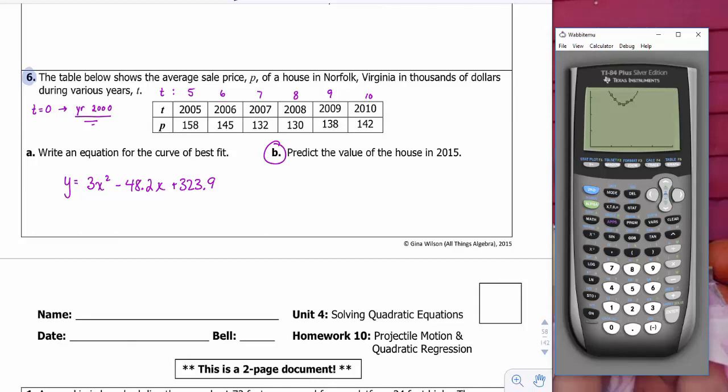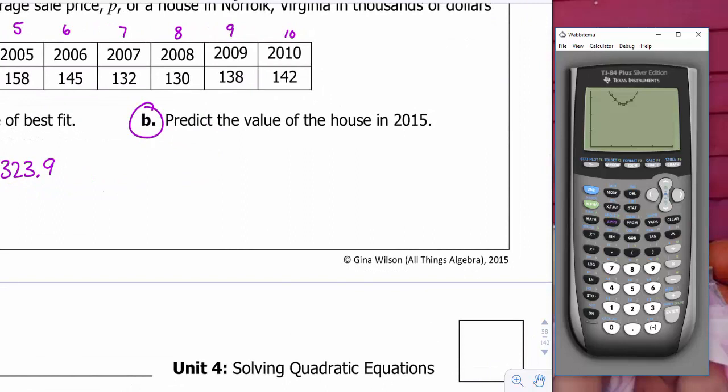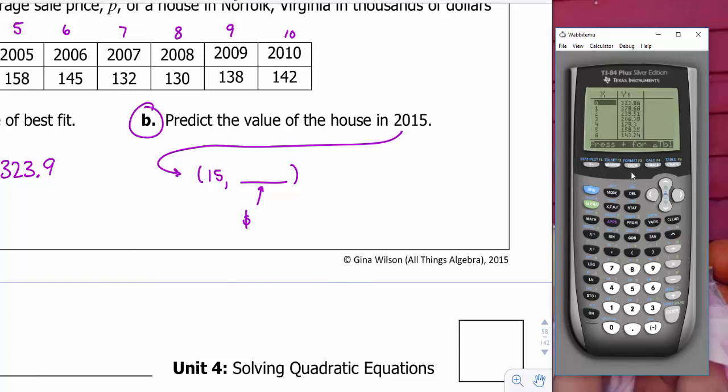So we have our equation. We want to predict the house value in 2015. So when I want to predict that, understand I want the point 15 comma blank. Remember, this is our home price. This is our money. Okay, so here's a reminder of how to do that. One thing you can do, you can go to your table and you can scroll down to 15.